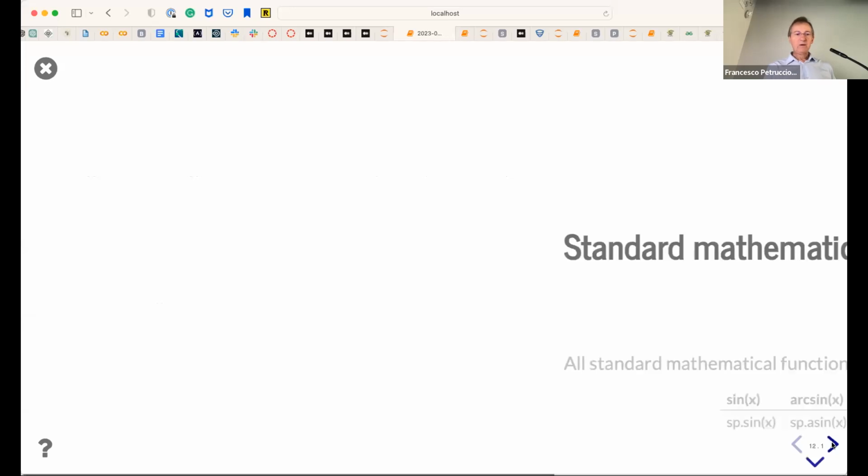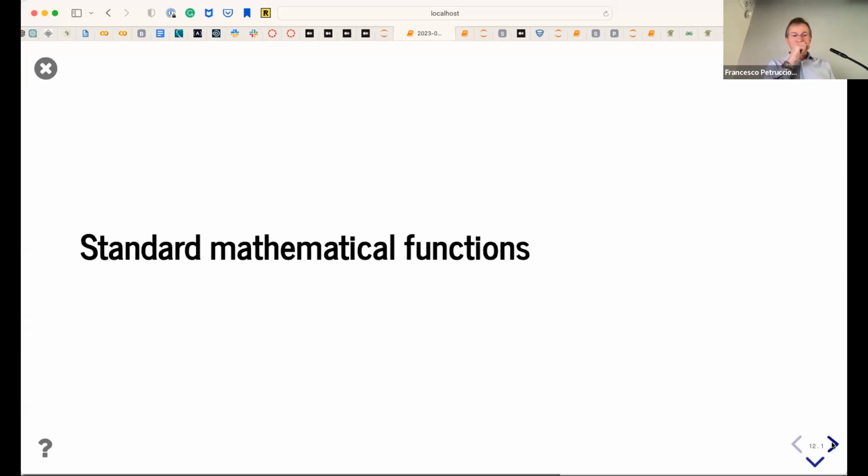Now, I already used a few standard mathematical functions. But if you go on the SymPy documentation, there are lots of them.